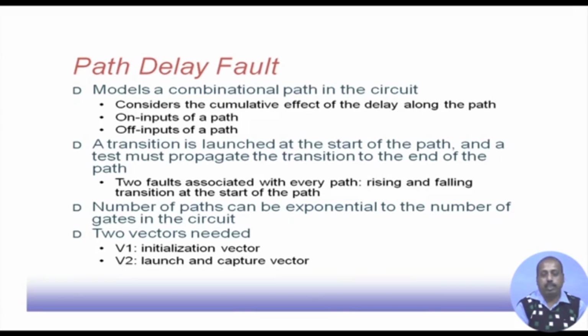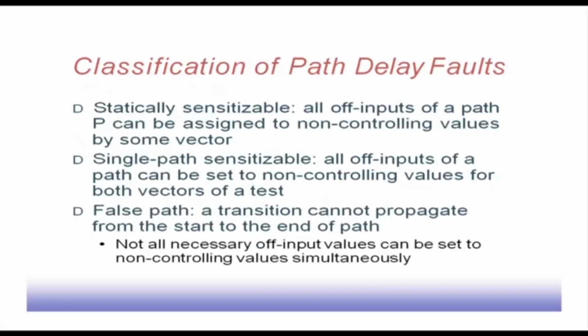So if we are trying to, for example, check a rising fault at some point, then first of all the point has to be set to a low value, a logic 0 value. So that requires the initialization, and after that we have to give input so that this particular point sees a transition from low to high. So that is the launch and capture vector. So we need two vectors for testing any path delay fault. One is the initialization vector, another is the launch and capture vector.